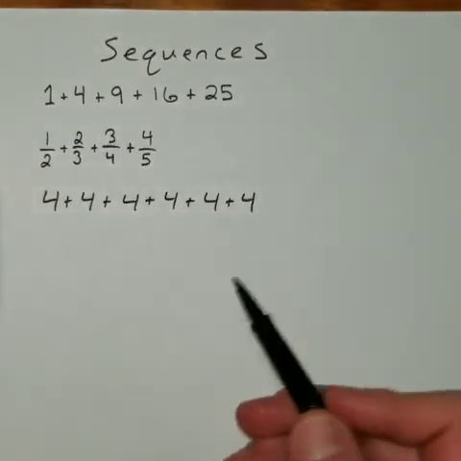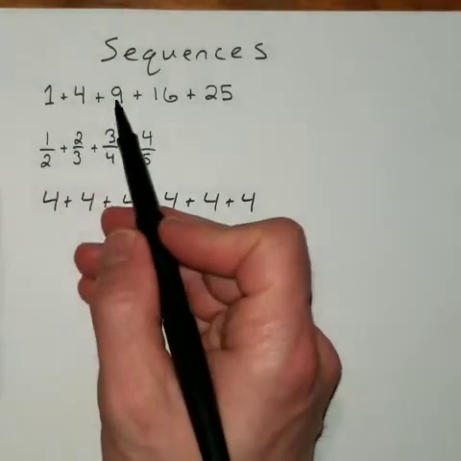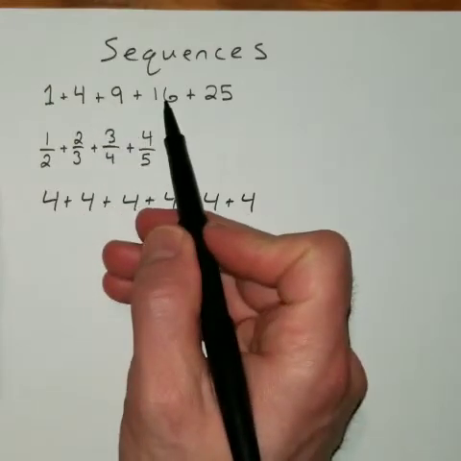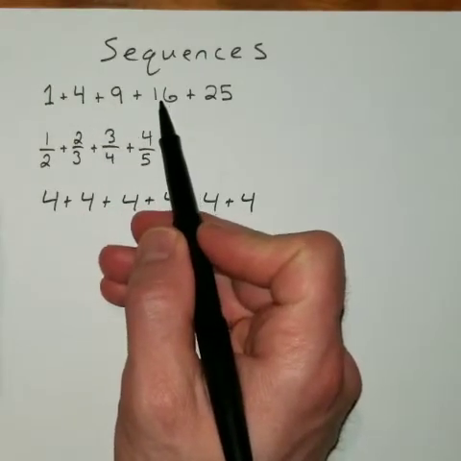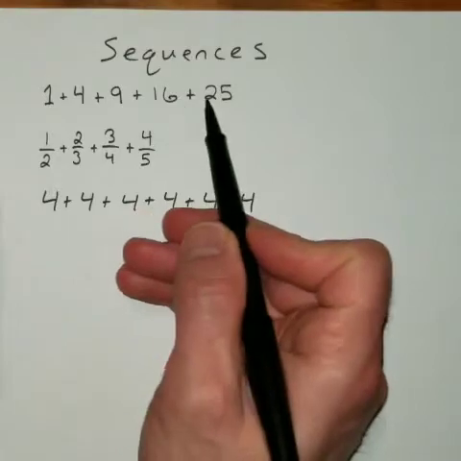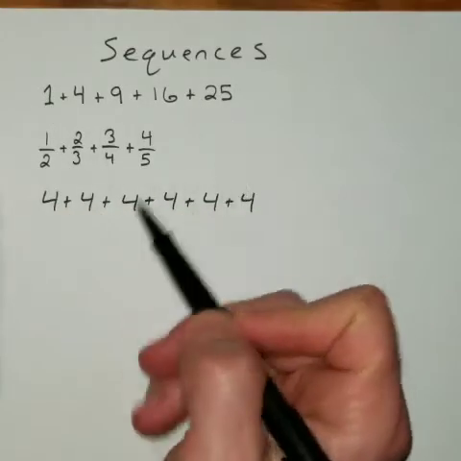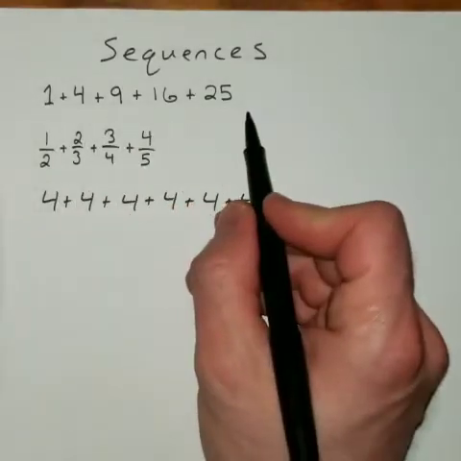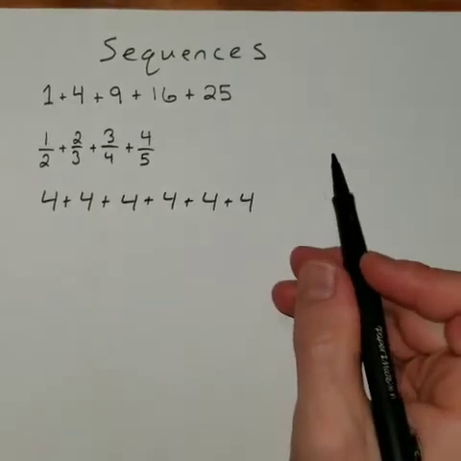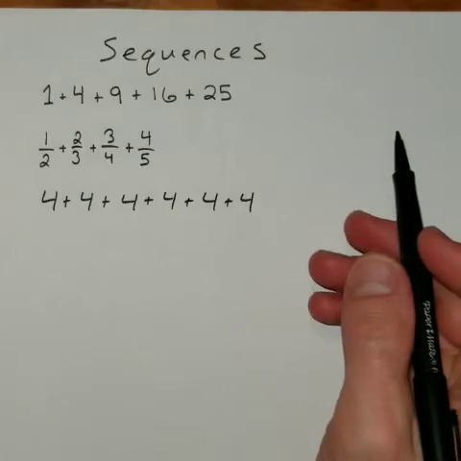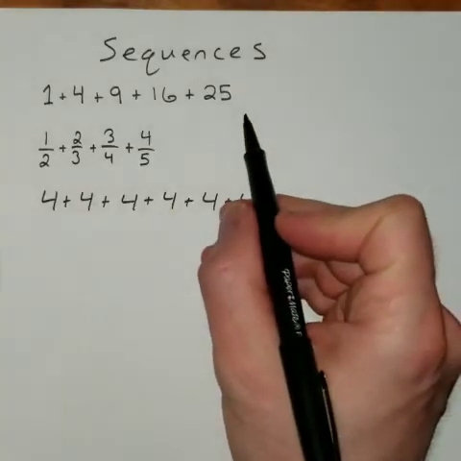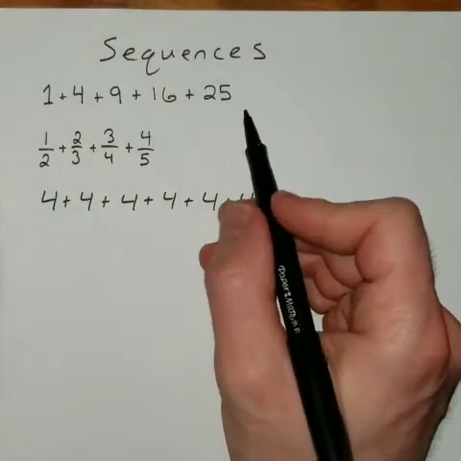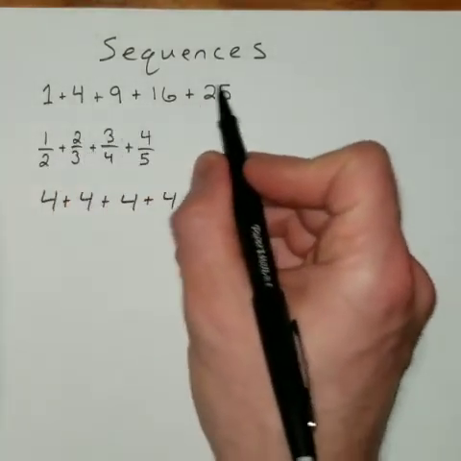Now, we could just add them up, right? 1 and 9 is 10, 4 and 16 is another 20. So that'd be 30 total, and then 25, that makes 55 total. But I'm not so worried about being able to add them up. If I had 100 terms there, I'm not going to want to sit there and just add them all together. And so, what I'm going to do instead is come up with a notation, a shorthand way of writing this.